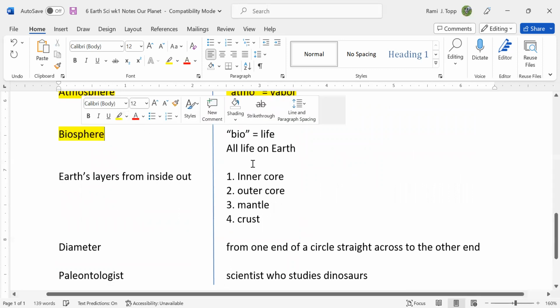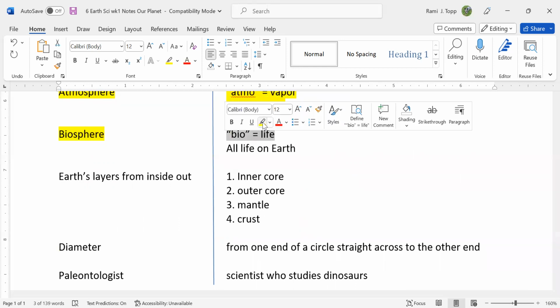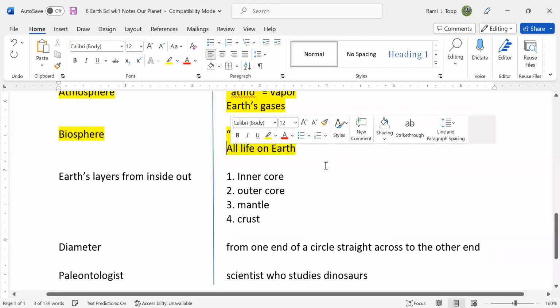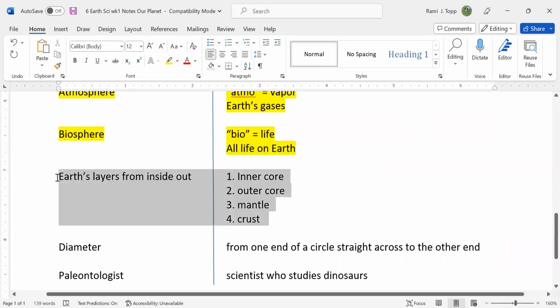Our biosphere, like biology, is the study of living things. So biosphere, bio means life. Biosphere is all living things on Earth, plants, animals, humans, all of that. Okay. Next up, we've got Earth's layers from inside out. We've got the inner core, outer core, mantle, and crust. I don't know how to highlight that without it looking funny. At any rate, that needs to be in your notes.